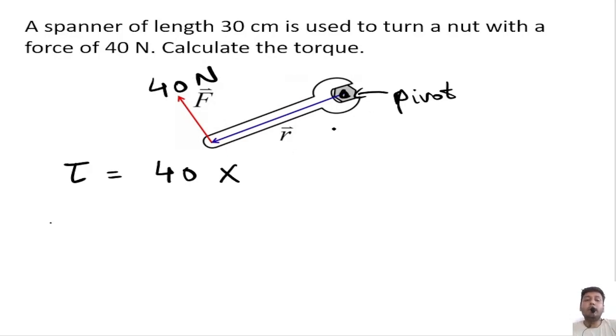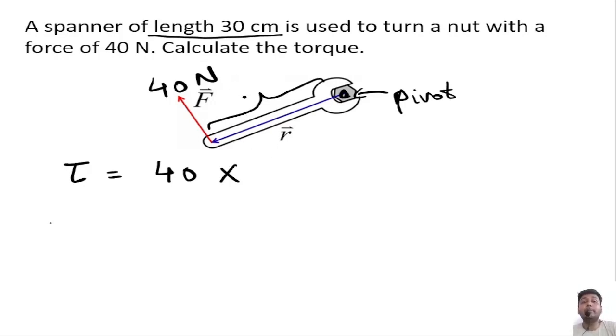Now, what is the perpendicular distance? It is given that the length of the spanner is 30 centimeter. If you see, from the pivot point to the end of the spanner, it is nothing but the perpendicular distance from force to pivot point. So I can say that the length of the spanner is equal to this perpendicular distance. So that is equal to 30 centimeter.